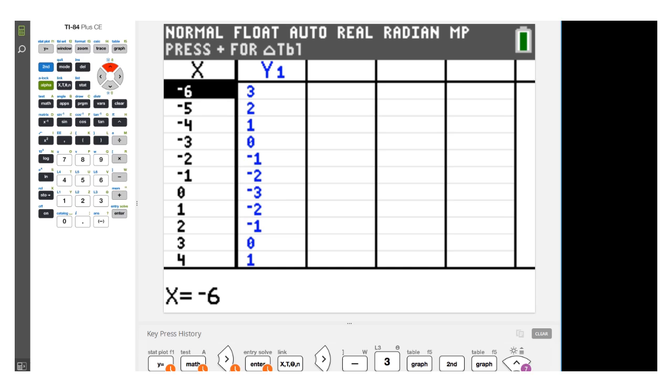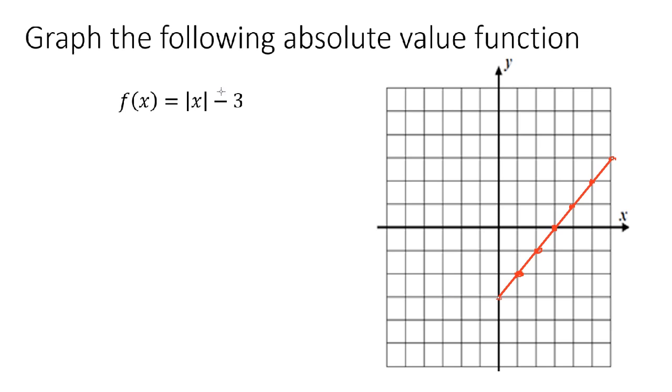So now I'm going to go to my graph again, and I am going to graph these points. We said -1, -2, -2, -1, -3, 0, -4, 1, -5, 2, and -6, 3. And I am going to connect these dots.